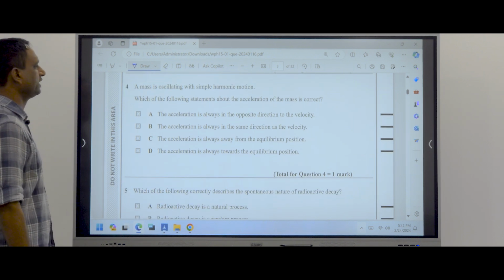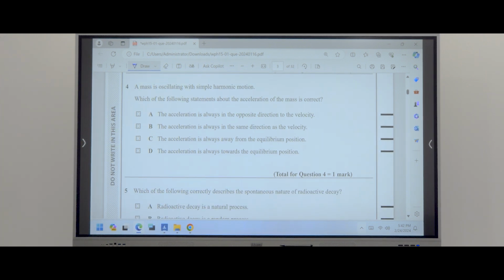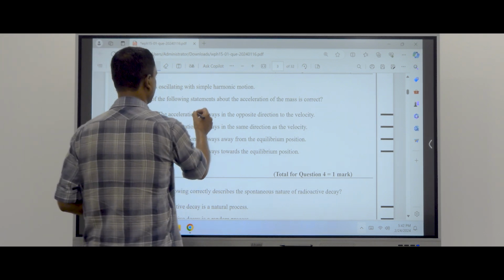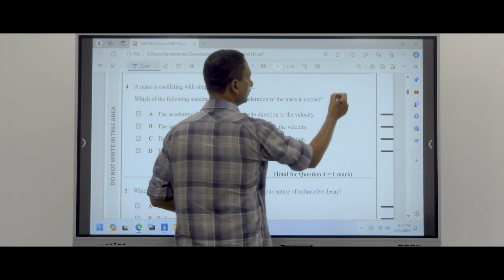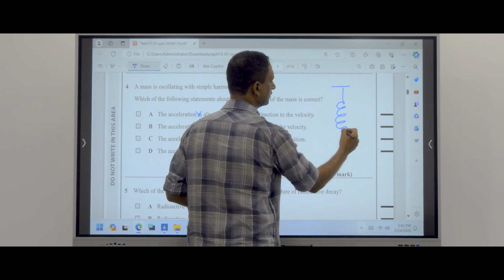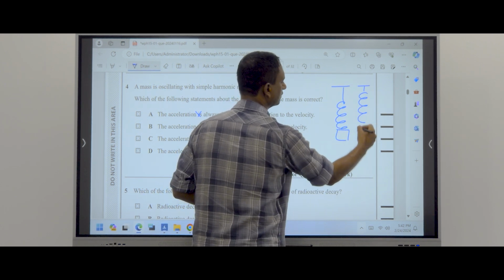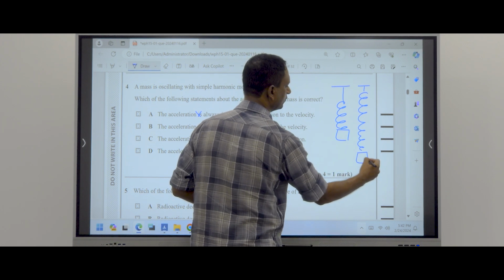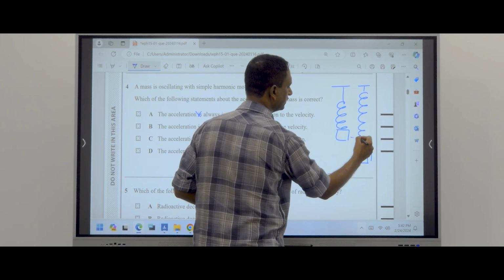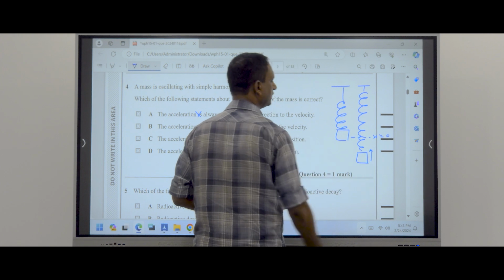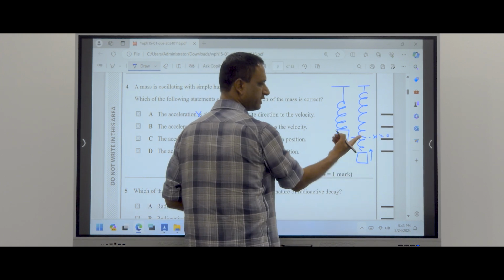A mass is oscillating with simple harmonic motion. Which of the following statements about the acceleration of the mass is correct? The acceleration is always in opposite direction to the velocity. This is wrong, because say you consider this is the original length of a spring. This one is moving towards the center. This is x equals 0, the original length, moving towards the center.